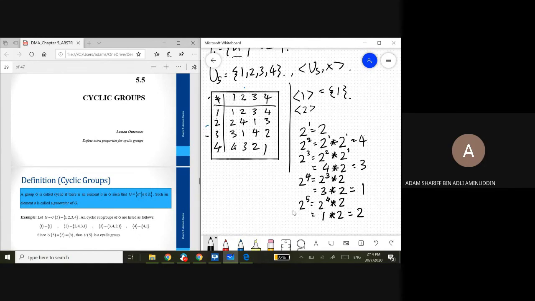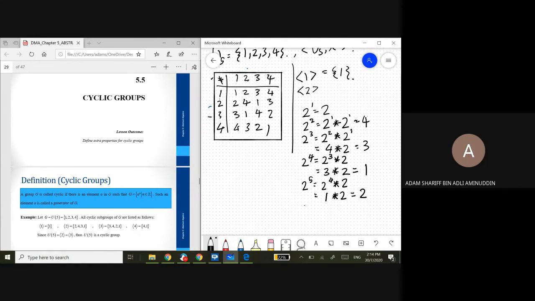I do one more to make sure that you believe me. 2 to the power of 6 is 2 to the power of 5 binary operation with 2, which is 2 binary operation with 2, you get 4. You see the pattern there? 2, 4, 3, 1, 2, 4, 3, 1. Therefore, 2 will generate all elements in U5. Okay?